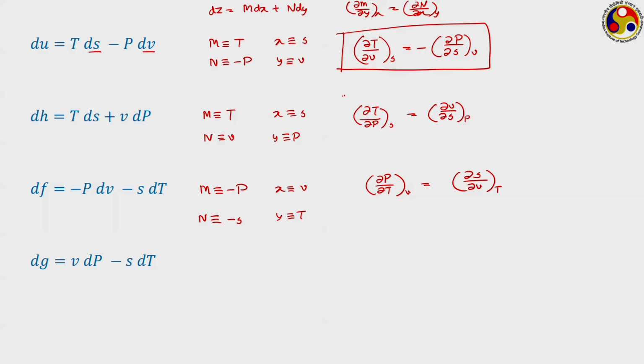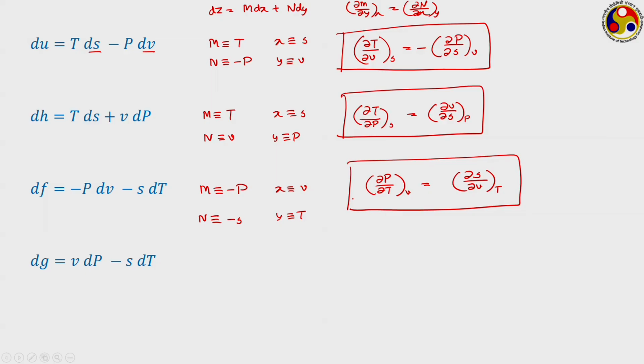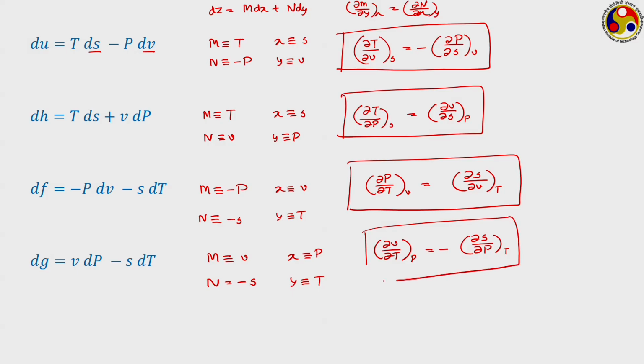The first one from the internal energy expression, second one from the enthalpy expression, third one from the Helmholtz free energy expression, and the one from the Gibbs free energy expression, where we have m equivalent to small v, n equivalent to minus of small s, x is equivalent to P, y equivalent to T. So, if we write there, we have ∂v/∂T at constant P is equal to minus of ∂s/∂P at constant T. So, this is the fourth Maxwell's equation.